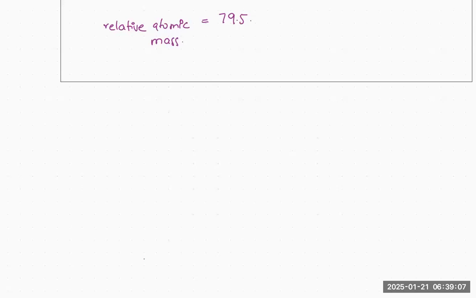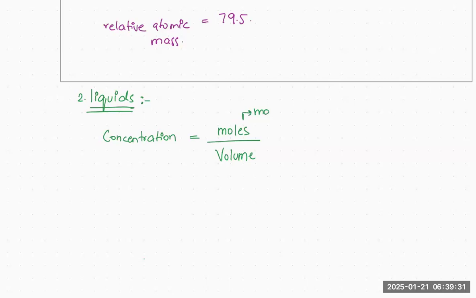For liquids, the formula that we use most commonly is concentration is equal to moles divided by volume. Moles is measured in moles. The volume is measured in dm cube, decimeter cube. Okay, this is very important. Volume is measured in decimeter cube, and the concentration will be in mole per dm cube.